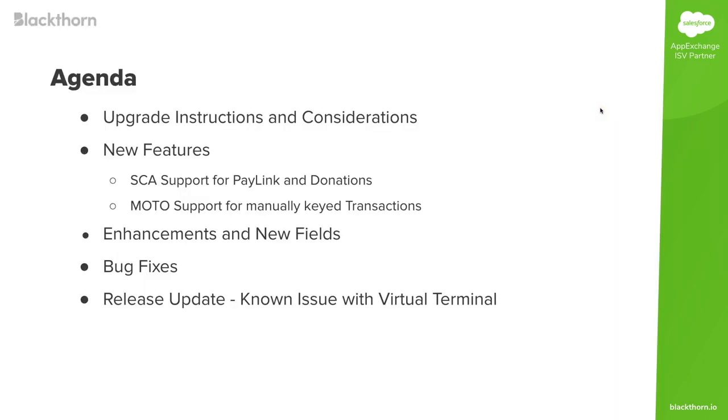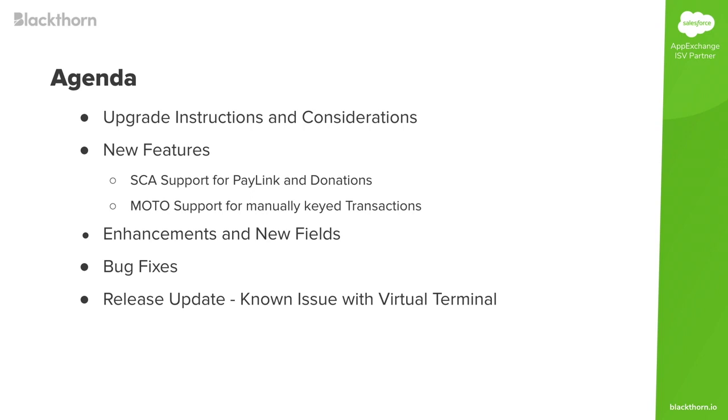So first we'll just cover our agenda. First we'll go through the upgrade instructions and considerations. Then we'll look at our new features, which include SCA support for PayLink and donations checkouts. We also have MOTO support for manually keyed transactions.